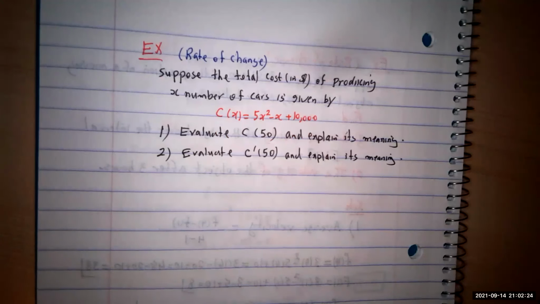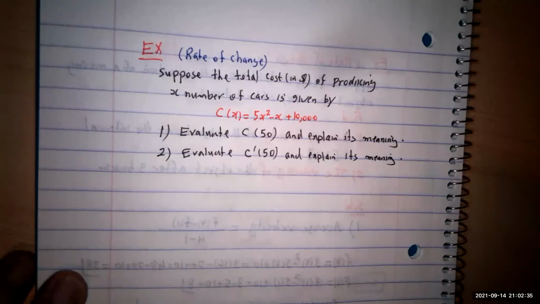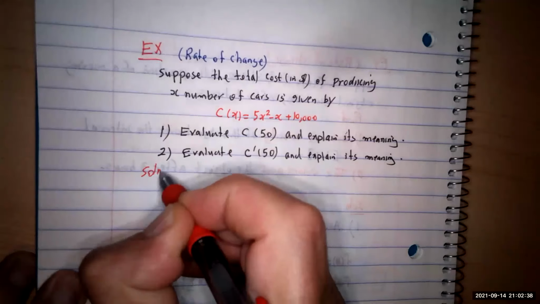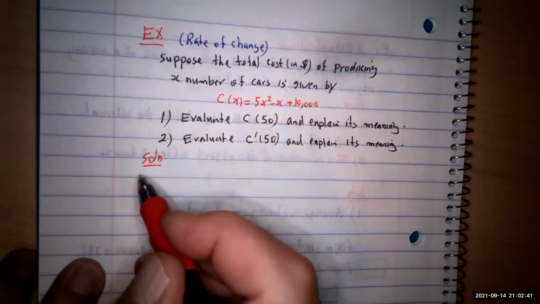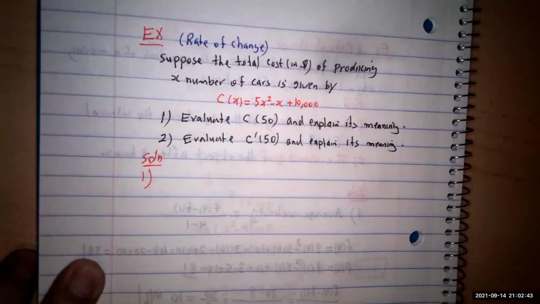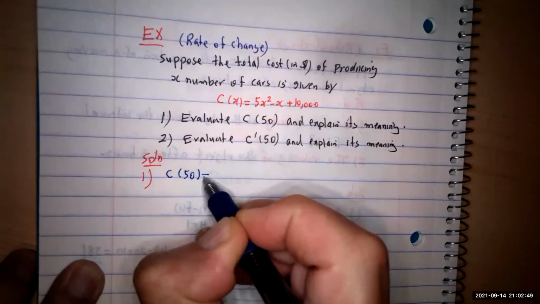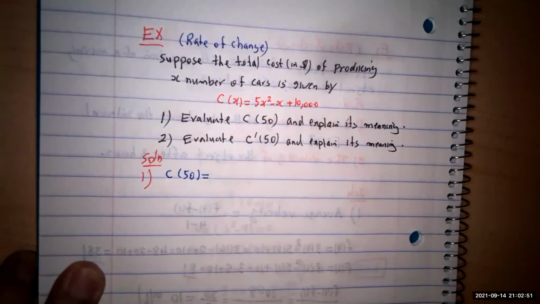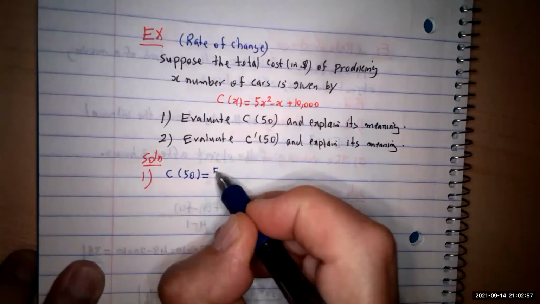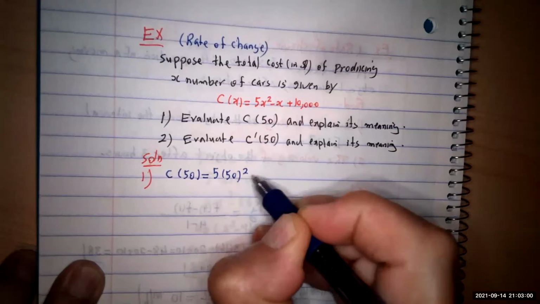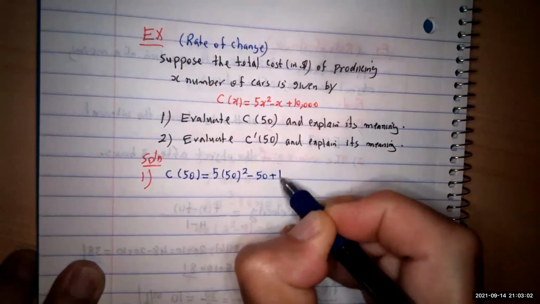Okay, are you ready? The first one, just substitute. Plug in X equal to 50 and simplify it. So that would be the solution, part 1. We would like to find C of 50. What's going to be C of 50? Replace the X by 50. It's going to be 5 times 50 squared minus 50 plus 10,000.